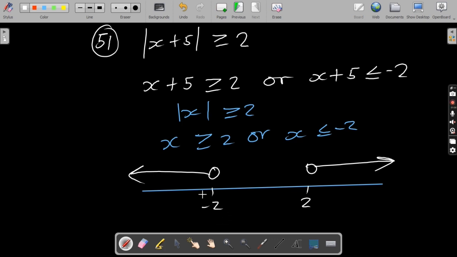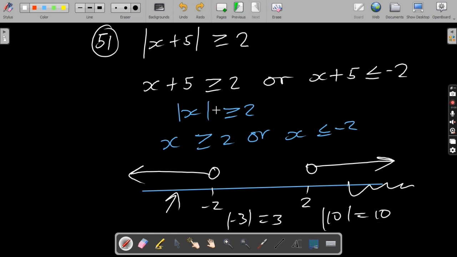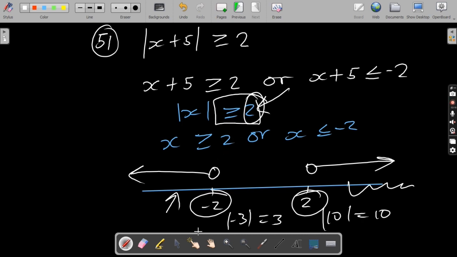And you can test this out for yourself. If you pick a value there, let's say minus 3, and you find the absolute value of minus 3, it is 3. And 3 is indeed greater than or equal to 2. That is what we're aiming for. If you pick a number which is on this side, let's say 10, the absolute value of 10 is 10, and 10 is indeed greater than or equal to 2. So these values which are to the left of the negative form of the number that you have there, or to the right of the positive form of the number that you have there, will always give you an absolute result which is greater than or equal to whatever number is specified there.